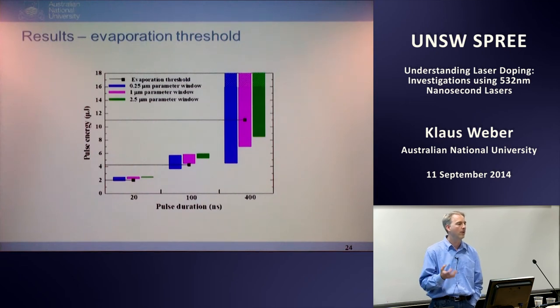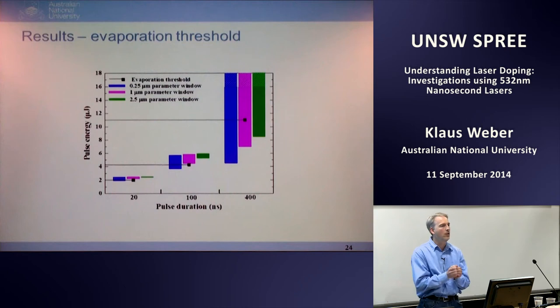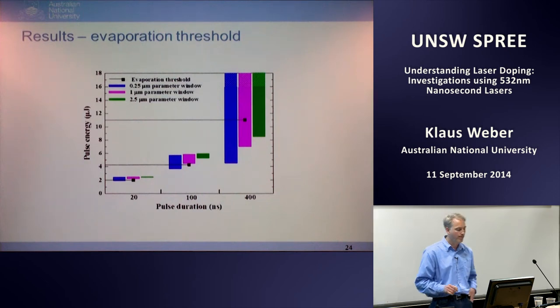And when you get that evaporation, you also start to really move that melt around a lot, and you no longer have a nice smooth laser doped area.